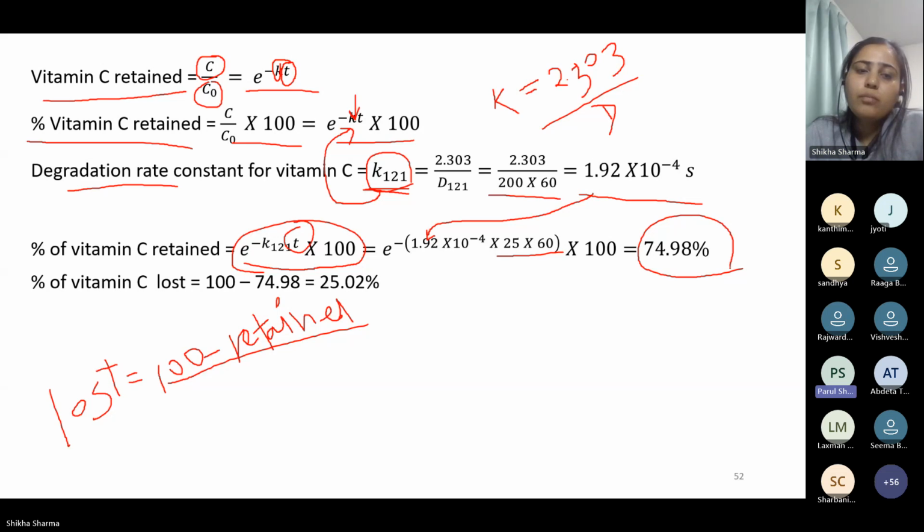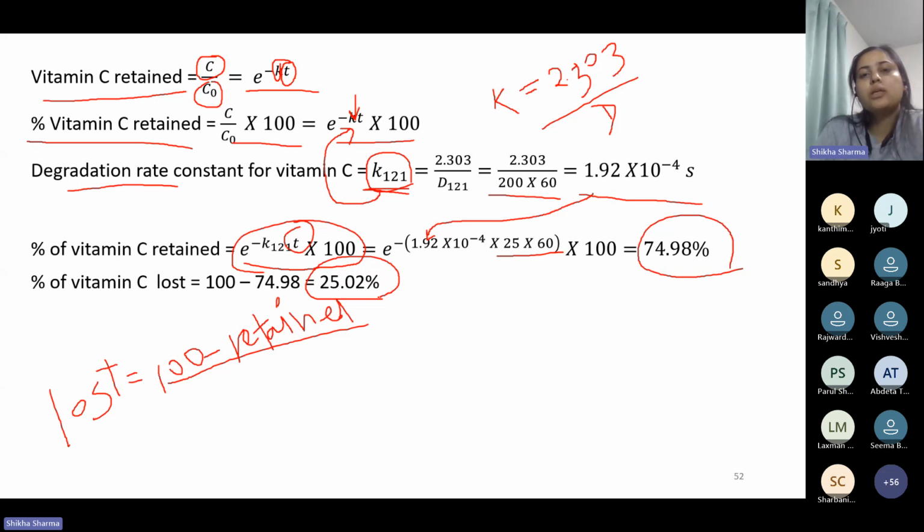74.98%. But we need to calculate how much is the loss. So 100 minus 74.98 is 25.02%. That is the vitamin C lost during the heating process, when we consider the rate of loss as first order kinetics. Is it okay?